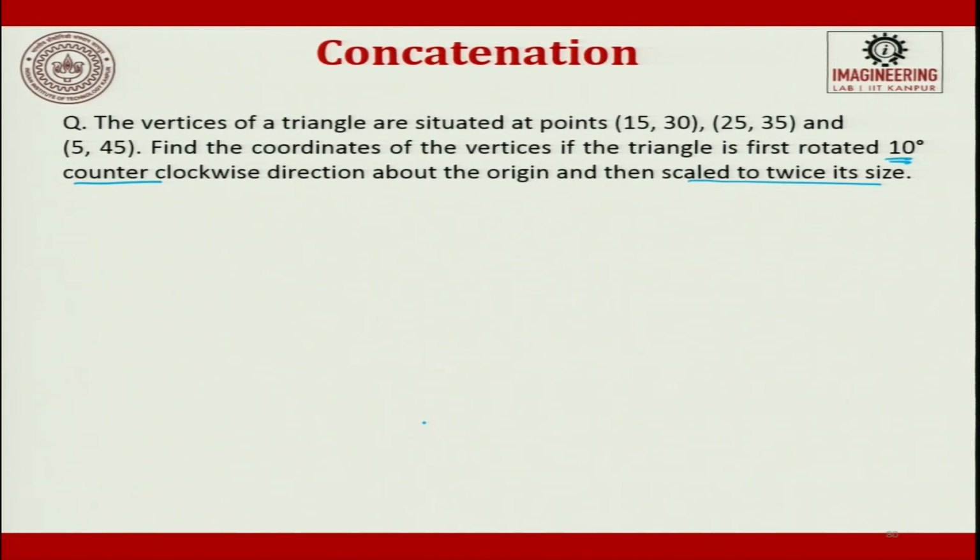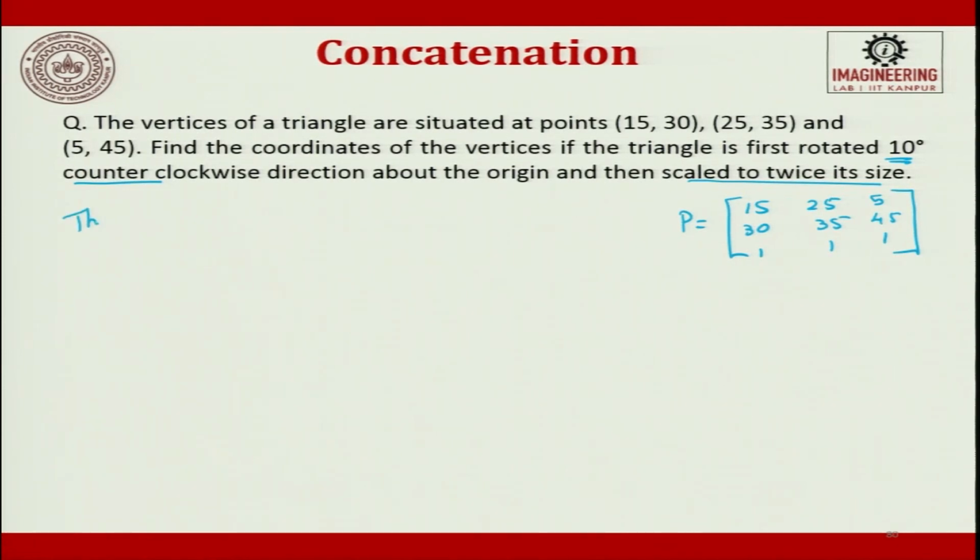You rotate it and then you scale it. With respect to the coordinates of the vertices, the triangle is rotated 10 degrees about the origin and then scaled. So, now let us start solving the problem. What is the point? P is nothing but 15, 30, 1, 25, 35, 1 and 5, 45, 1. This is the vertices of a triangle matrix.